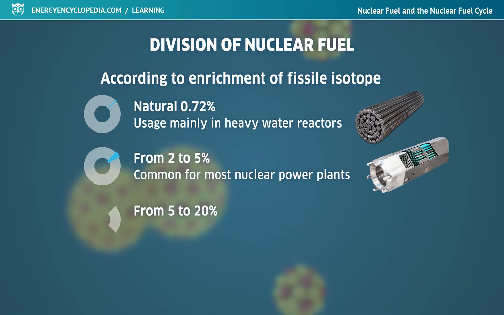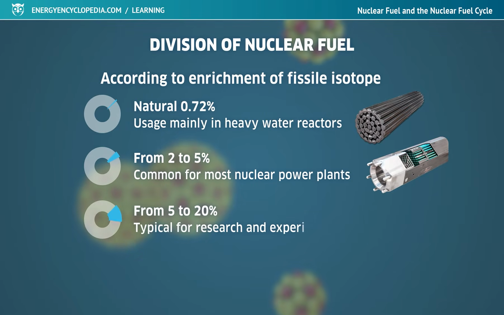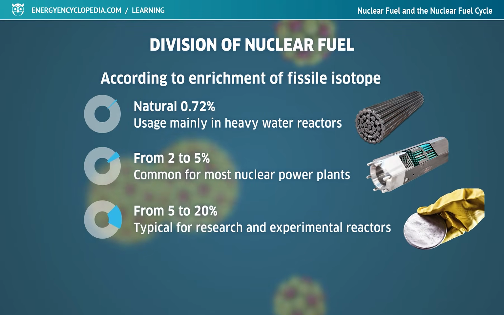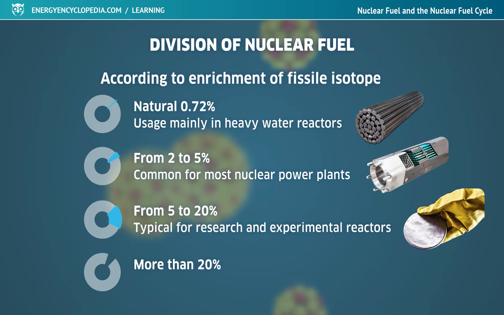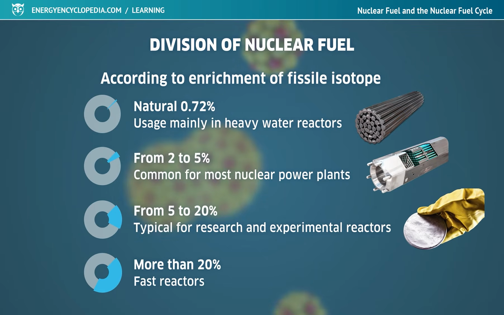Enrichment from 5 to 20% is typical for research and experimental reactors. Some research reactors may require even higher than 20% fuel enrichment, but in most cases, high uranium-235 fuel enrichment is typical for fast reactors.